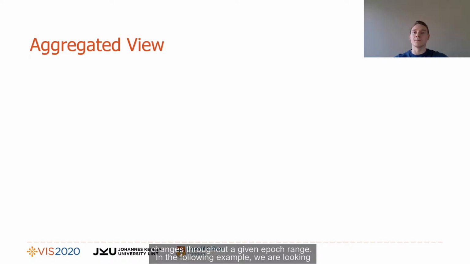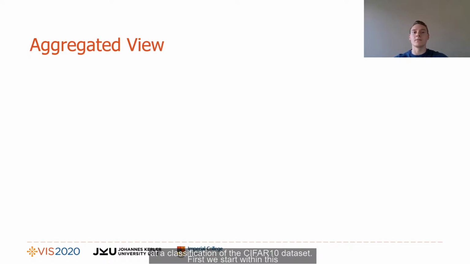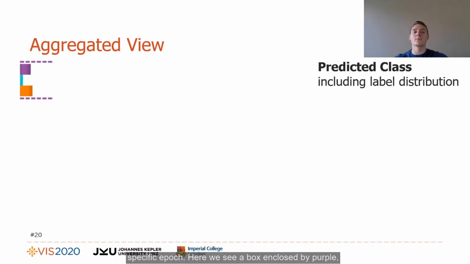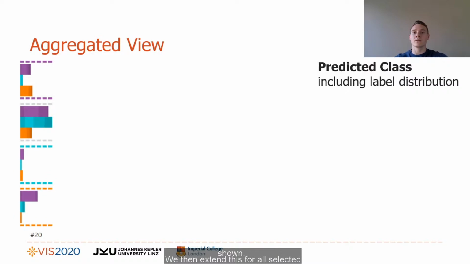In the following example, we're looking at a classification of the CIFAR10 dataset. First, we start within a specific epoch. Here we see a box enclosed by purple dotted lines, which represents a prediction as cat. Within this container, the distribution of the real labels of the instances is shown. We then extend this for all selected classes, in our case dog as blue and deer as orange. Predictions as the other 7 classes are shown in the gray box in the center.